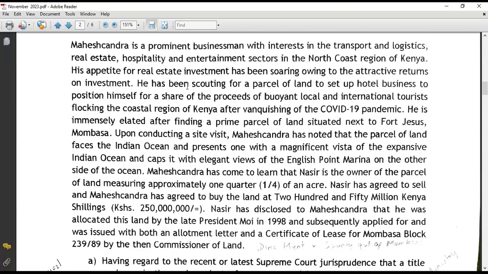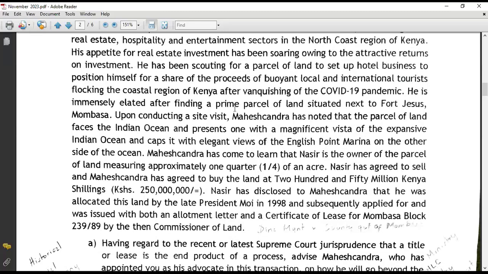My client is a prominent businessman with interest in transport, logistics, real estate, hospitality, and entertainment sectors in the north coast of Kenya. His appetite for real estate has been soaring owing to the attractive returns on investment. He has been scouting for parcels of land to set up hotels to position himself to share in the profit, with abundant land and international tourists flocking to the coastal region of Kenya after the vanquishing of the COVID-19 pandemic. He's immensely elated after finding a prime piece of land situated next to Fort Jesus, Mombasa.